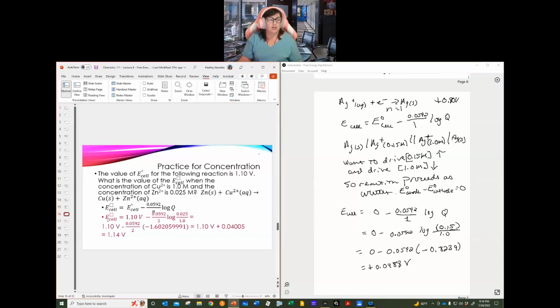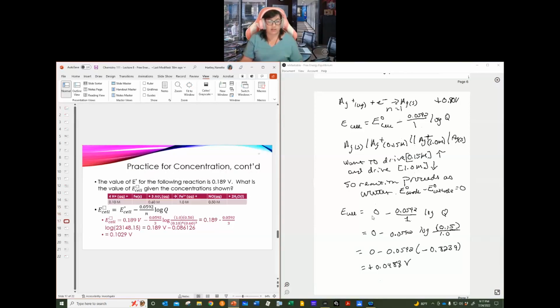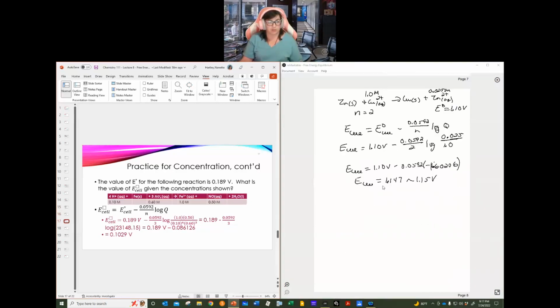where the overall cell was 1.10 volts. Okay, so since my concentration of Cu is 1 and my Zn is 0.025, that means that my product is 0.025 over 1, my reactant, which is 1, that gives me this expression right here. It's a 2-electron process. So that leaves me with, instead of the 1.10 volts, under this set of conditions, we're looking at 1.14 volts. Okay? So that's the concentration effect that we have from that. All right?